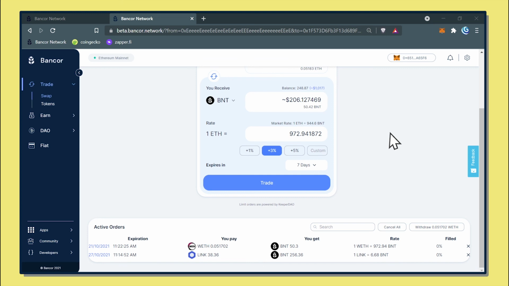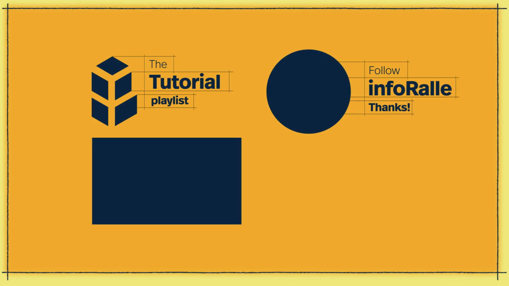I hope you've made it this far and that you're now ready to create a limit order. Just try it out. It is completely free of transaction cost. And try to wrap some Ethereum by setting up a limit order to swap from ETH to BNT.